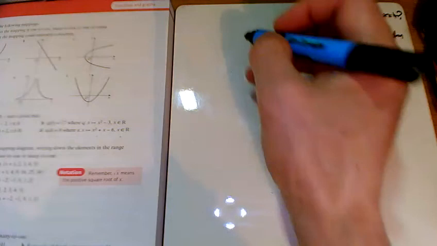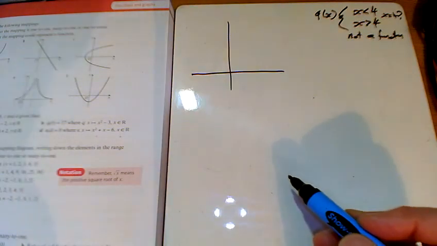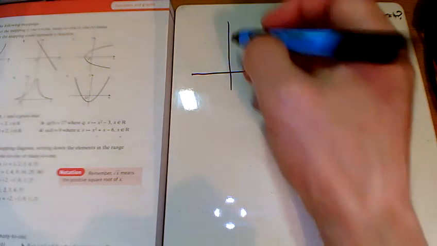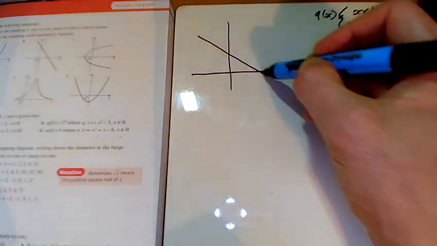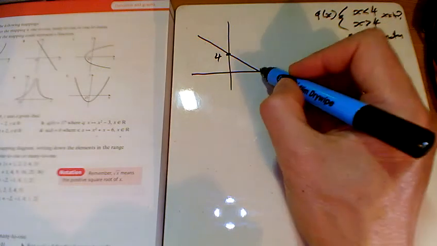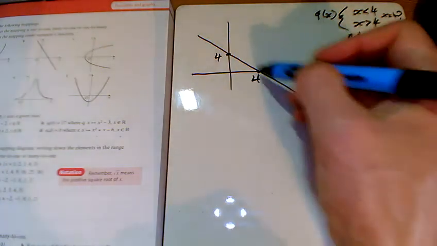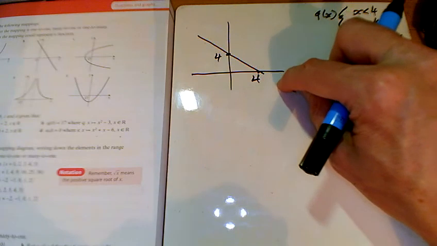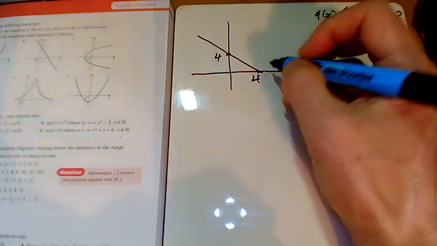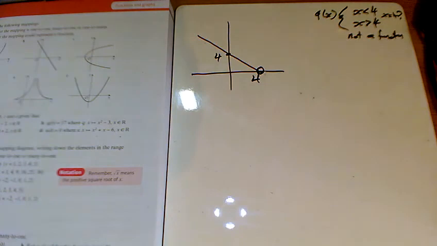So f of x does work though, so let's have a look at the graph of f of x. It starts by doing a 4 take away x graph. 4 take away x would be a diagonal line going downwards, going through 4 here, and going to 4 there as well. But we only want the bit that's less than 4, so we don't want any of this bit here. And because it's less than, not less than or equal to, I'm going to put an open circle at that point there. Because at 4, you put 4 in the other part of the function.